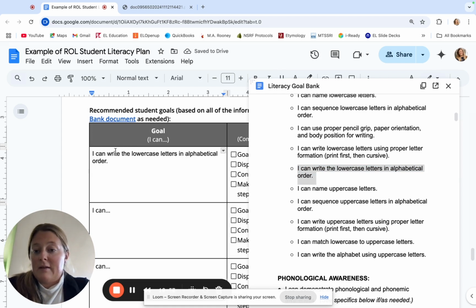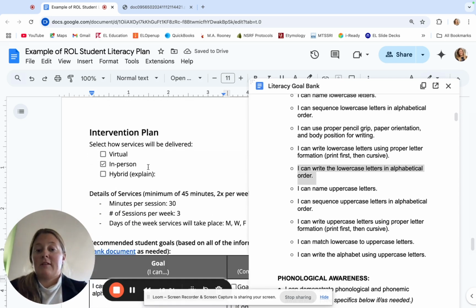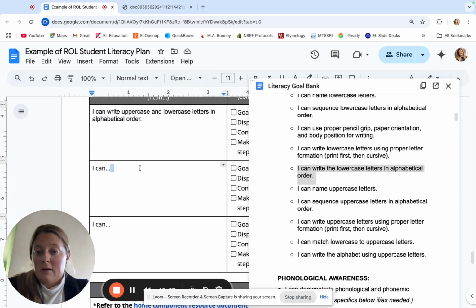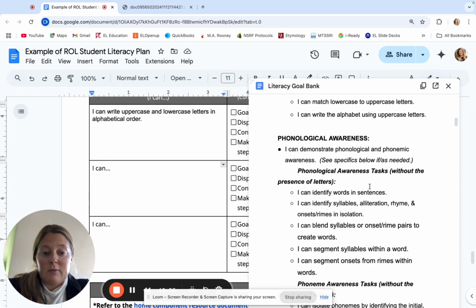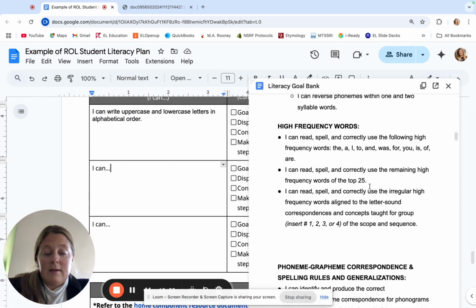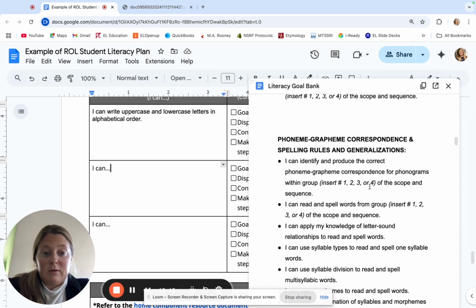And I can just expand it and say I can write uppercase and lowercase letters in alphabetical order. And the ones I'm teaching are listed above. Then I need another goal. This one we could work on high frequency words. We could do one of those.